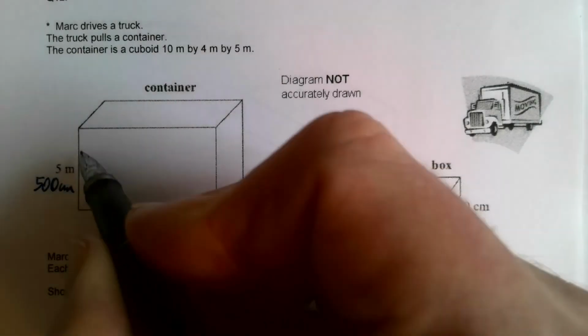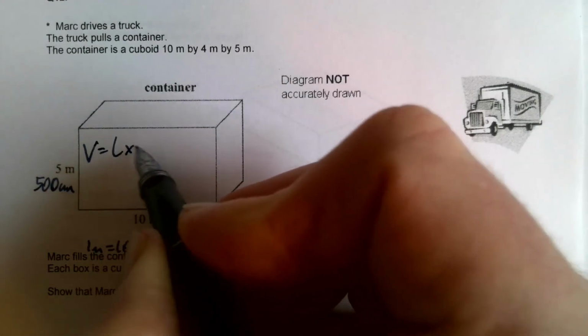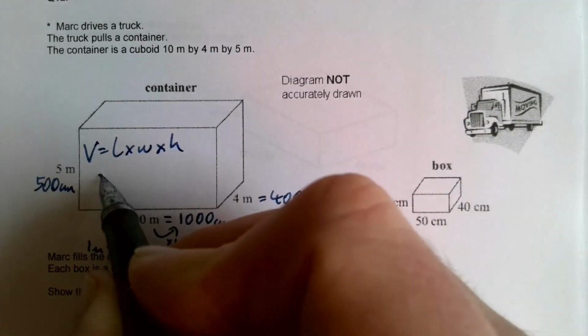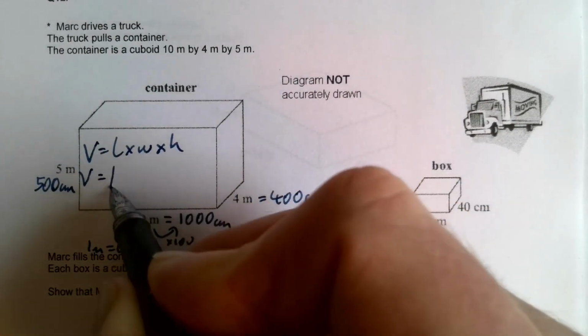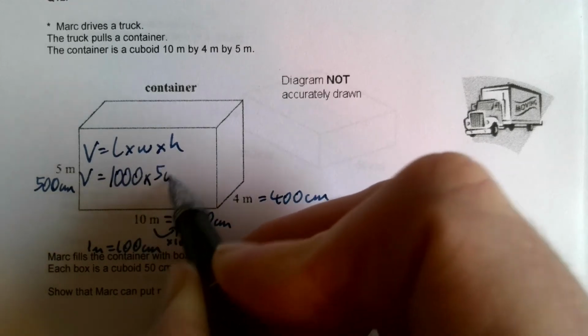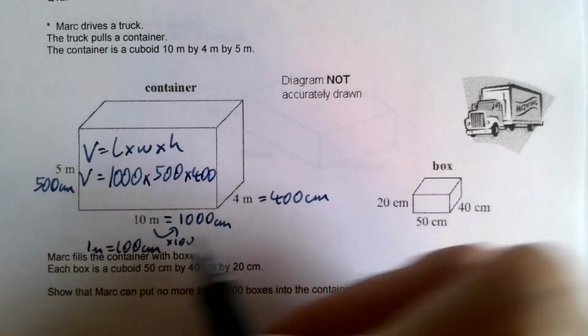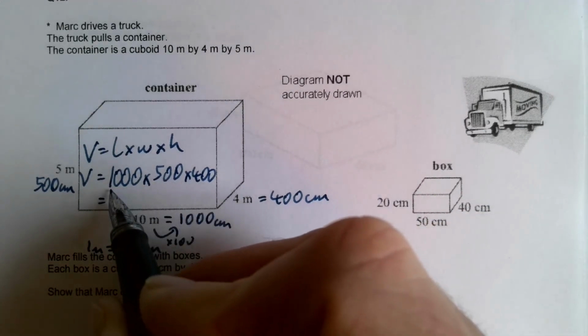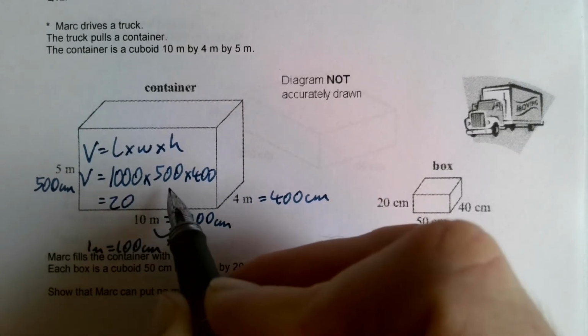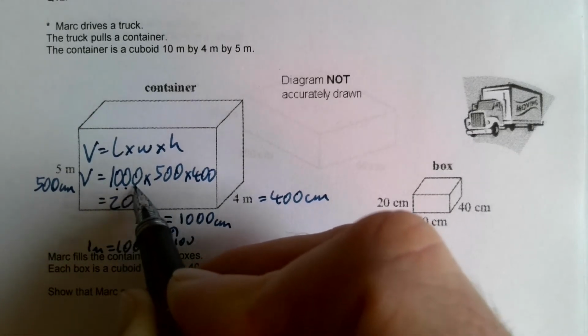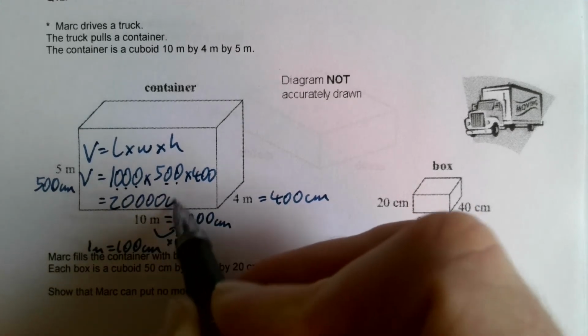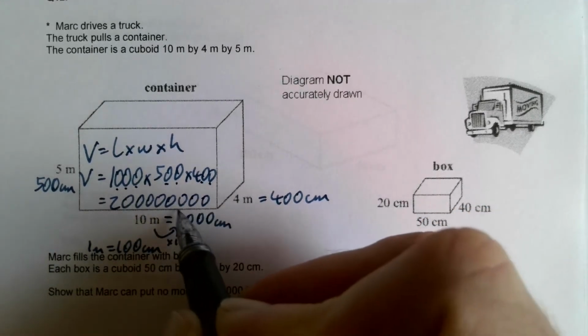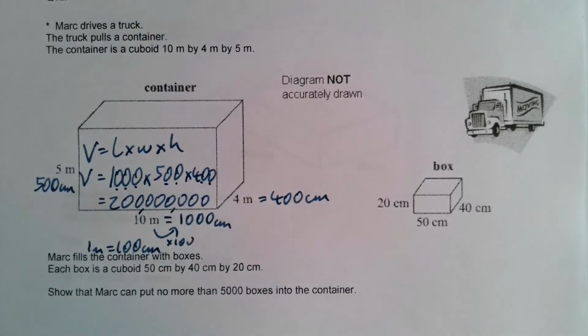Now the volume of the container is the length times the width times the height. So we are looking at doing 1000 times 500 times 400. 5 times 4 is 20, times 1 is 20, and then we need to add all the zeros that we can see here. 1, 2, 3, 4, 5, 6, 7. So that actually means that what we're talking about is 200 million centimetres cubed.